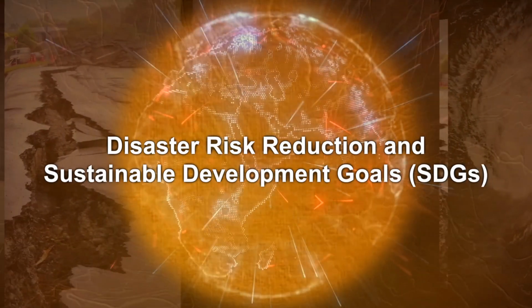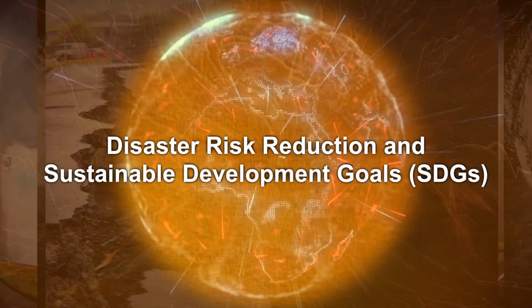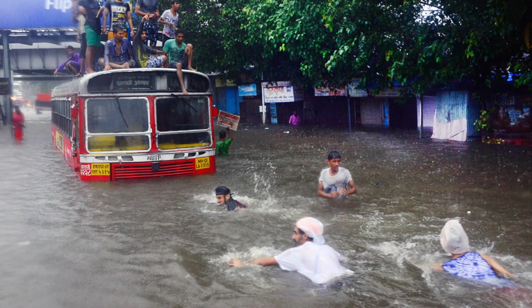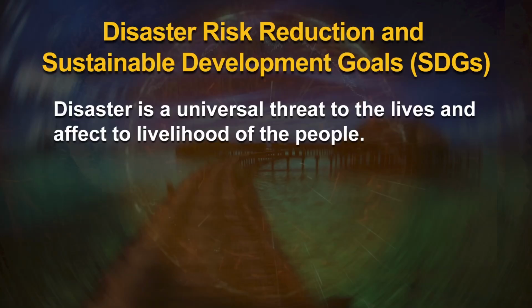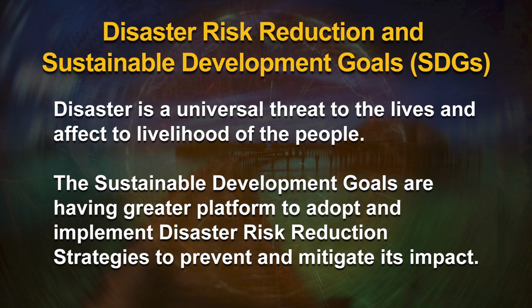Disaster risk reduction and sustainable development goal. The disaster is significantly harmful to human race, environment and nature, especially in disaster prone areas in the developing countries. Disaster is a universal threat to lives and affects the livelihood of the people. The sustainable development goals are a greater platform to adopt and implement disaster risk reduction strategies to prevent and mitigate its impact. The SDGs focus core development strategies in disaster management.